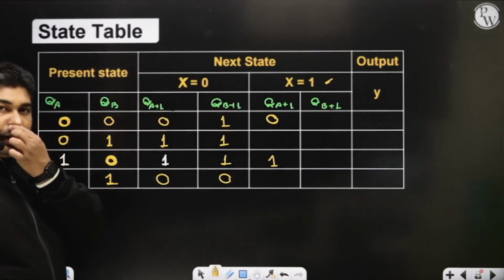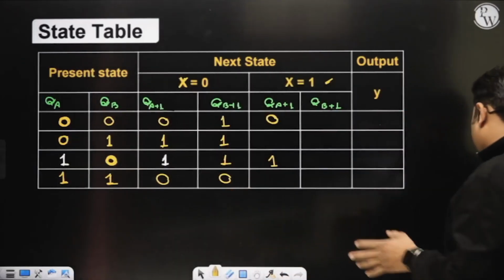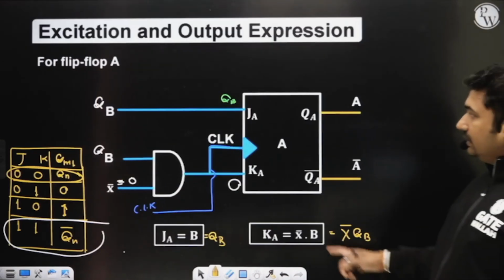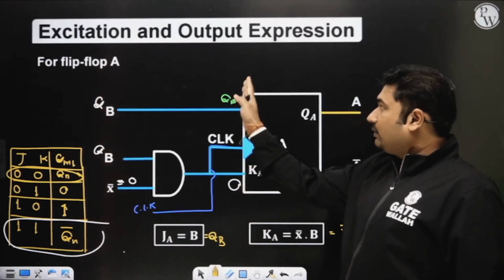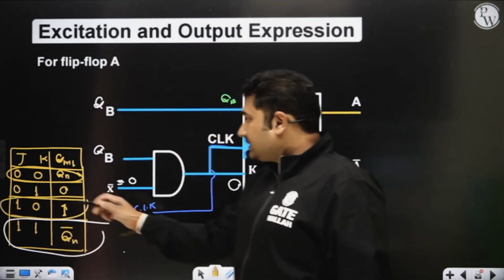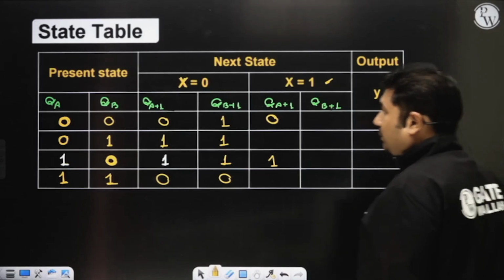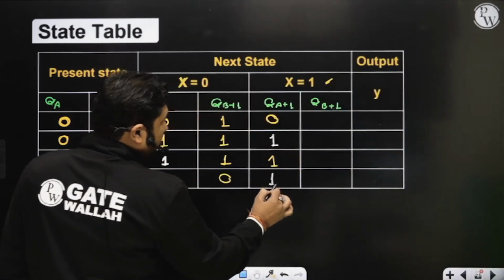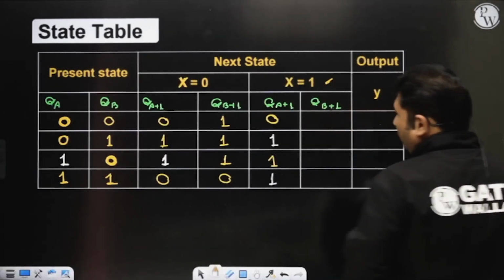Now if QB is 1, KB is 0, then it is a set state. This is 1, 0, a set state. It means if QB is 1, then it goes into set state. Is it okay? Similarly, you can write for QB plus 1.